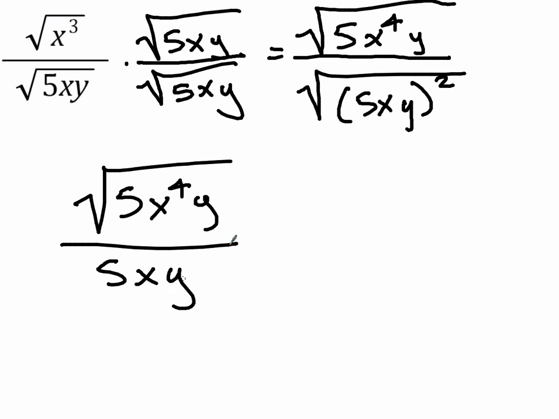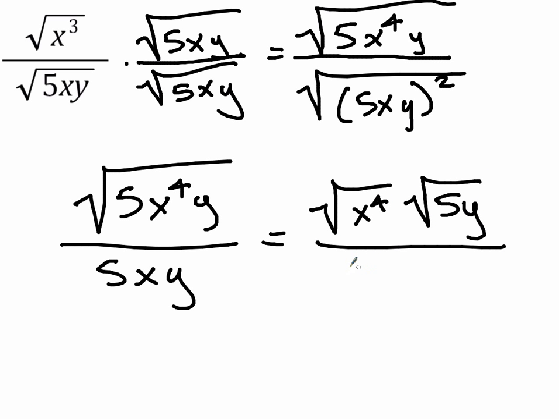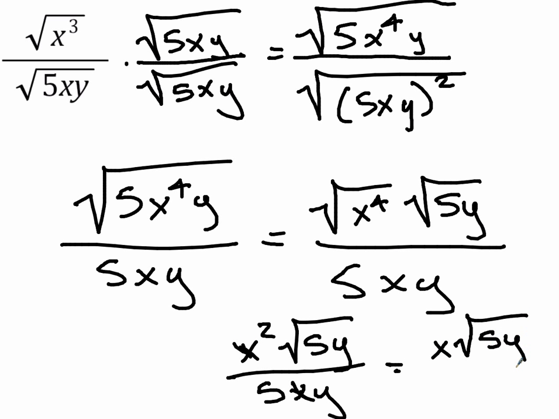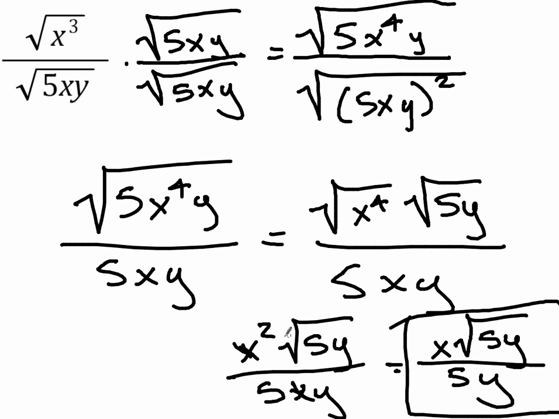These are going to cancel out, and we have the square root of 5x to the 4th y over 5xy. And we can simplify this top a bit. The square root of x to the 4th can be simplified. The square root of x to the 4th is going to be the absolute value. Oh, actually we don't need the absolute value. Square root of x to the 4th is going to be x squared, which is always a positive number, so we don't need the absolute value. And we can actually cancel an x here, and we'll be left with x times the square root of 5y all over 5y. And that's the rationalized version of this.